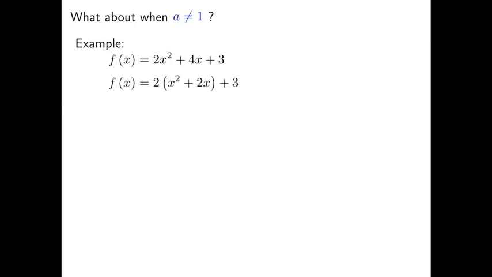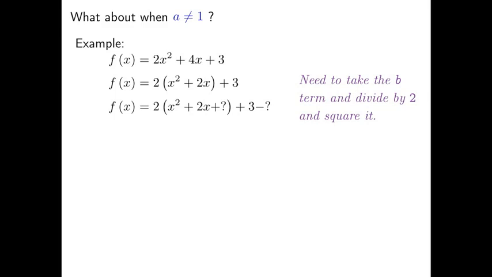Now, the more complicated examples are when a is not equal to 1. So, f of x equals 2x squared plus 4x plus 3 has an a term that's equal to 2. So, in order to complete the square on this function, we first need to factor out our 2. And then we need to determine what we can add inside, and then in turn subtract outside those parentheses, so we get a perfect square. So we need to take that term, divide it by 2, and square it. So 2 divided by 2 is 1, squared becomes 1.